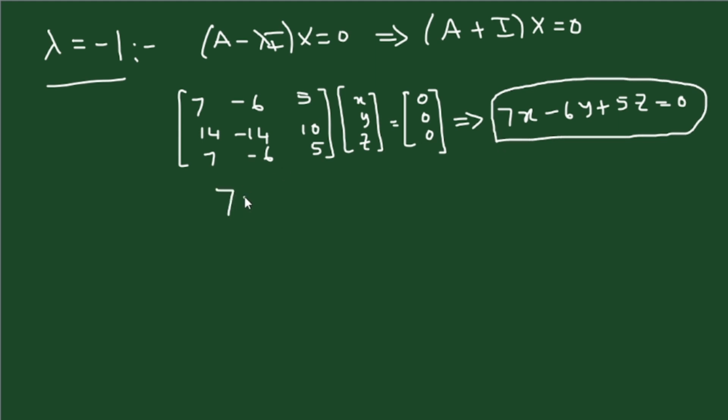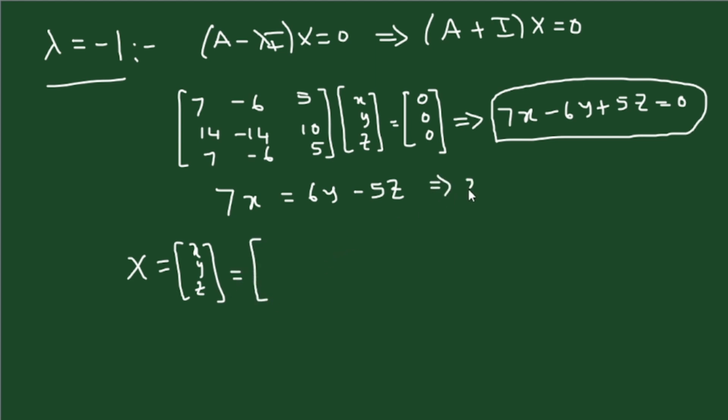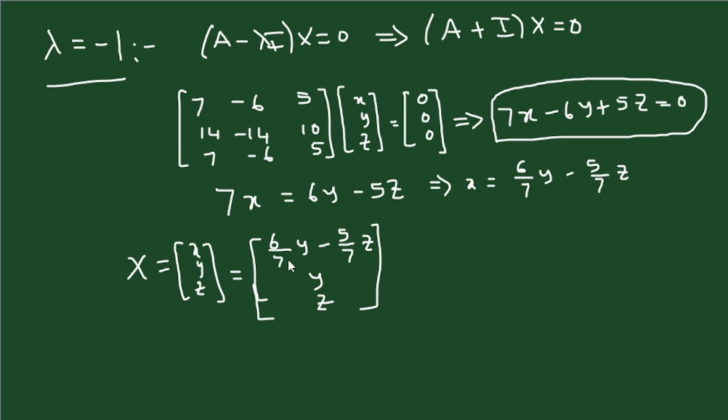So from this you can write 7x equal to 6y minus 5z. Now this is the relation between x, y, z. So what is the vector x? It is x, y, z. From this you can write x as 6 by 7 y minus 5 by 7 z. So 6 by 7 y minus 5 by 7 z, y, z. I have written this in place of x, y and z as it is.